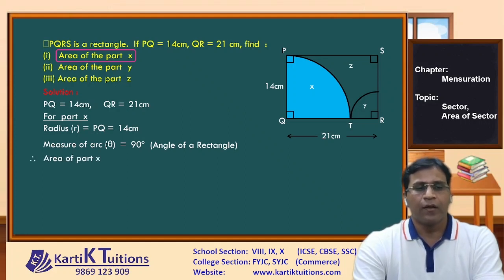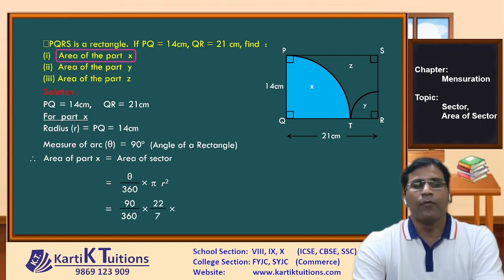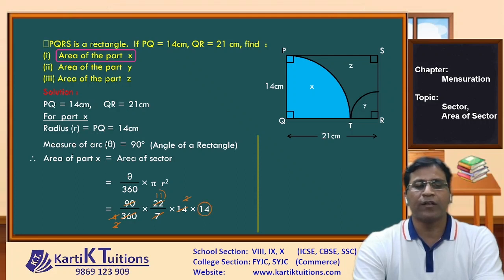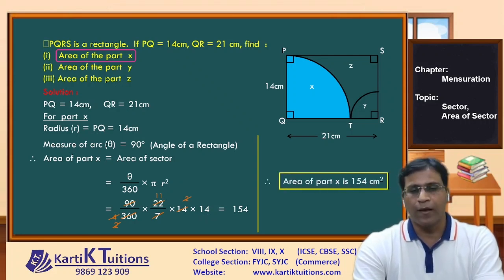Now let's apply the formula. What is the area of a sector? It is theta upon 360 into pi r square. So that will become 90 upon 360 into pi, that is 22 upon 7 into, now the r value is 14, so it will become 14 into 14. Now 9 ones are 9, 9 fours are 36, then 7 ones are 7, 7 twos are 14, 2 ones are 2, 2 twos are 4, then 2 ones are 2, 2 elevens are 22. So basically it is 11 into 14, that will give us 154 centimeter square. So the area of part X is what? 154 centimeter square. I hope you have understood this.